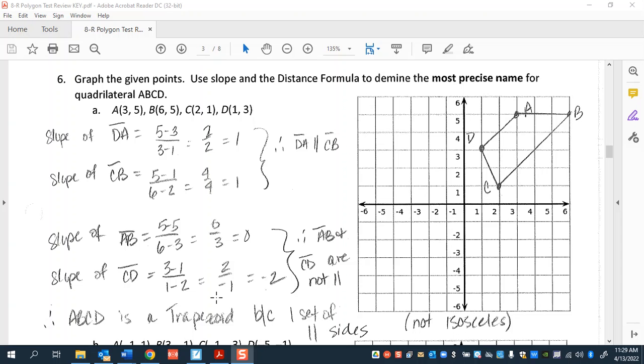Thumbs up if you feel confident graphing an XY ordered pair. Okay, when we're writing the slope, should we simplify? Always. Okay, so I graph my ordered pairs.